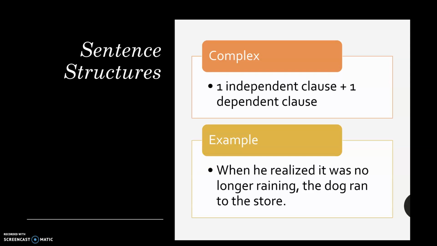A lot of fragments, I'd probably say 75% of fragments, which are incomplete sentences, occur when someone puts a period right after raining here instead of a comma. They might realize that there's a subject and a verb here, but they don't realize it doesn't form a complete thought. And so they put the period there, but when he realized it was no longer raining is not a complete thought. It would not pass the I know that test. So we need a comma instead of a period there.